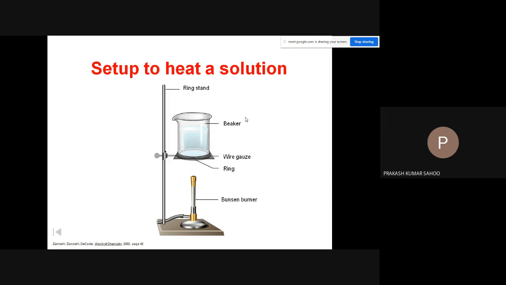Okay, so to heat a solution, we will require one Bunsen burner. You may see this in any general lab. One is your Bunsen burner, and this is known as the stand. Here it is the heating stand. We have a wire gauze, just like a net, iron net-like material. Then one is your beaker. This is for heating a solution.